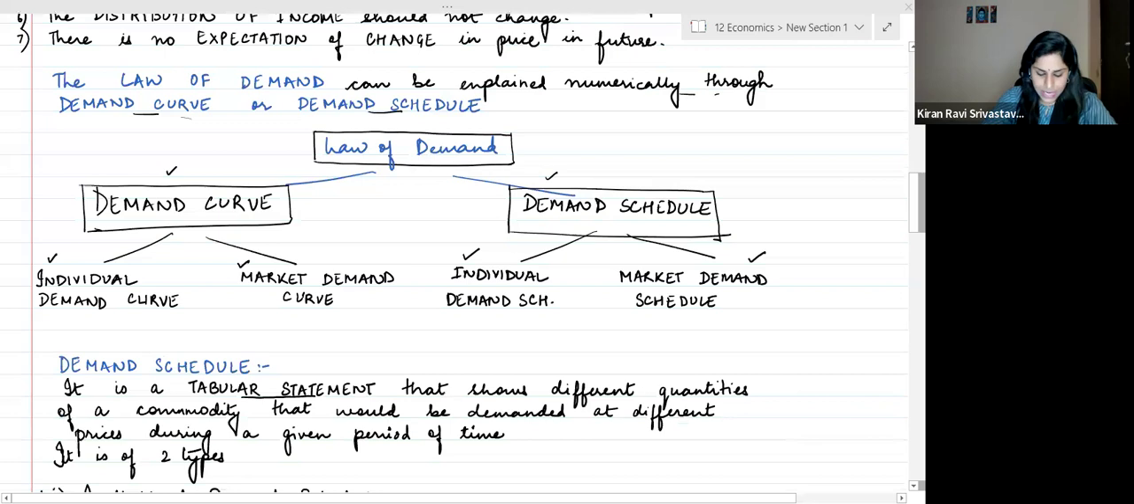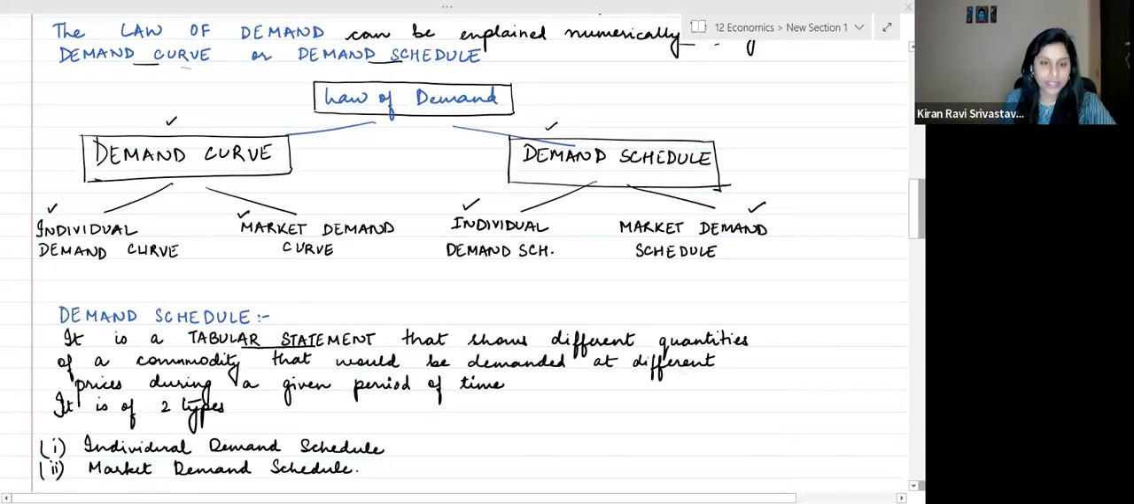So let's start with demand schedule. What is demand schedule? Demand schedule is a tabular statement that shows different quantities of a commodity that would be demanded at different prices during a given period of time. So first thing is that it is a tabular statement. Second thing is what this table shows.